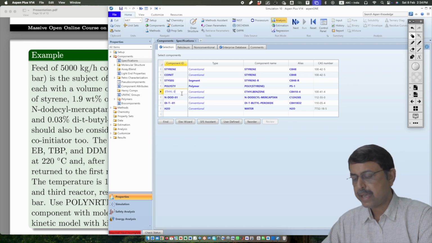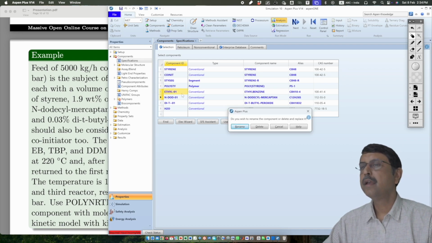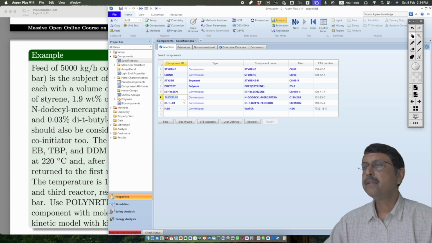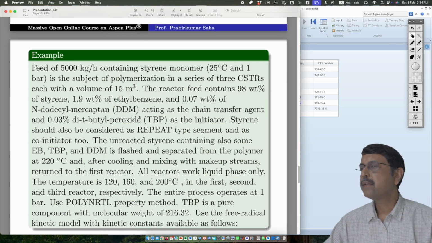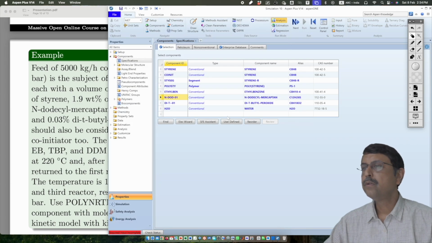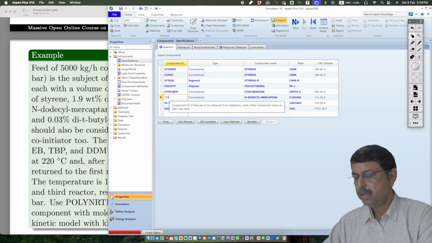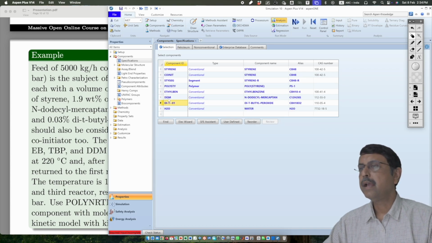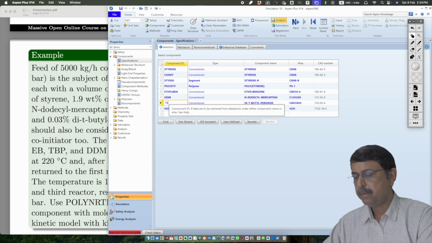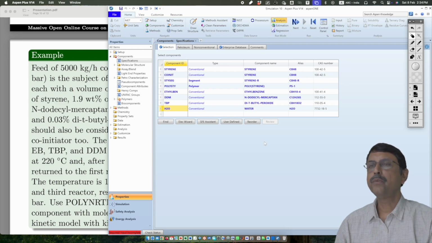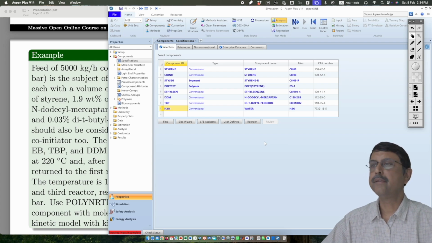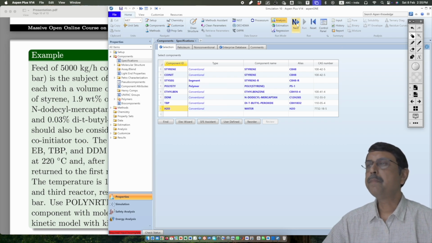We'll write it as ethyl benzene. This one we'll write it as DDM, and this one we'll write TBP. So this is DDM and this is TBP. Okay, so we have defined our components. One of them is segment, another is polymer, and other things are conventional. Now press next.